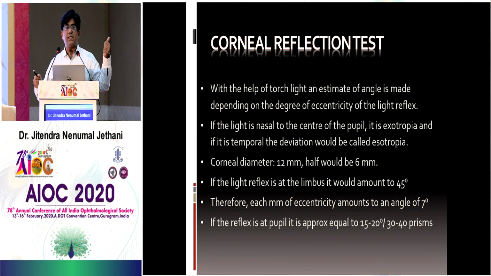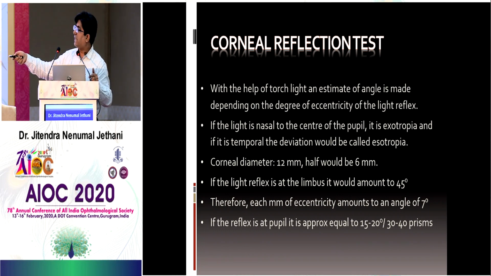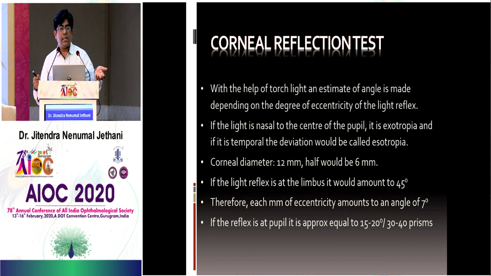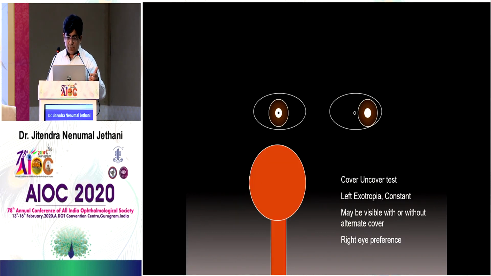He used a candle, and he saw that whenever the reflex of that candle was at the limbus, it was 45 degrees. And so the corneal diameter is approximately 12 millimeters, and that is how you come to 7 degrees. So this comes to the first step, which is the cover test.